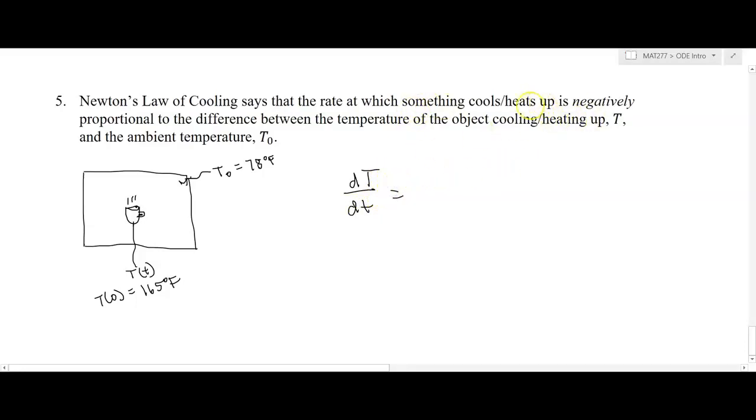It says, the rate at which something cools or heats up is negatively proportional. Okay, so when we see negatively proportional, what that means is that there's going to be some proportionality constant. And proportional to means it is multiplied by that constant. And so it's negatively proportional to something, right? Negatively proportional to the difference between the temperature of the object and the ambient temperature, T naught. So the difference between them is T minus T naught.